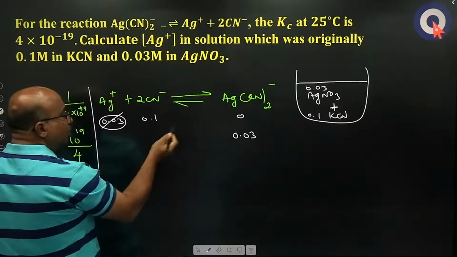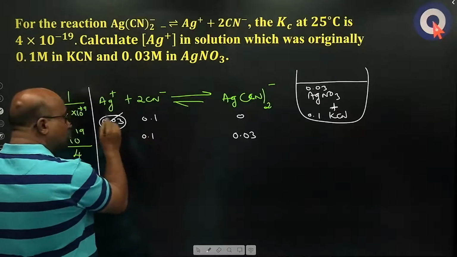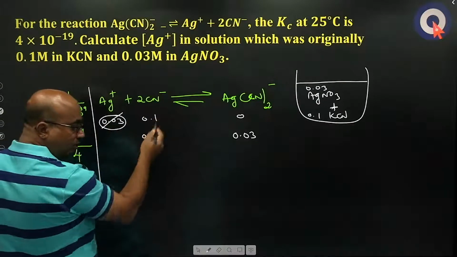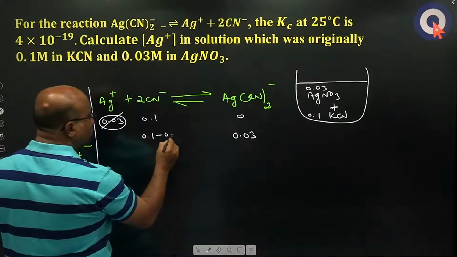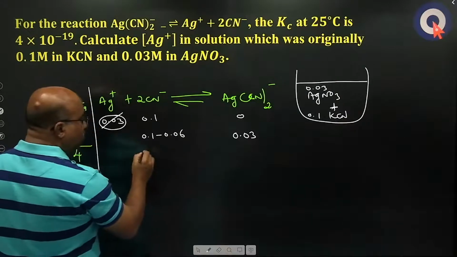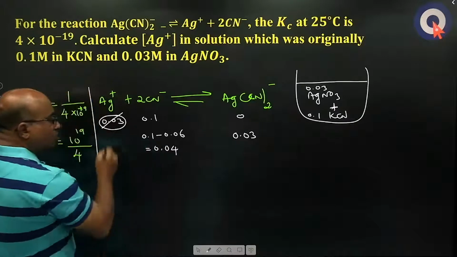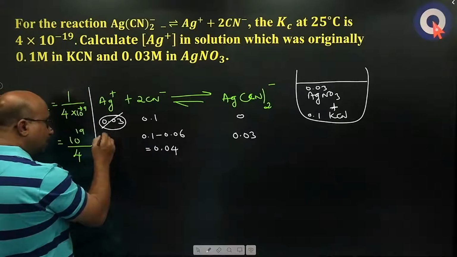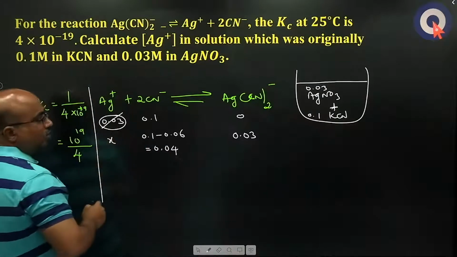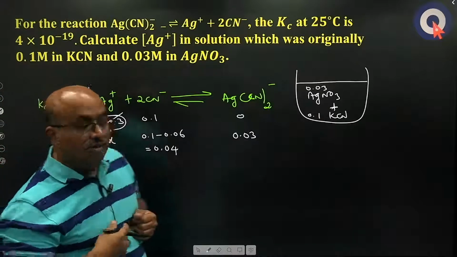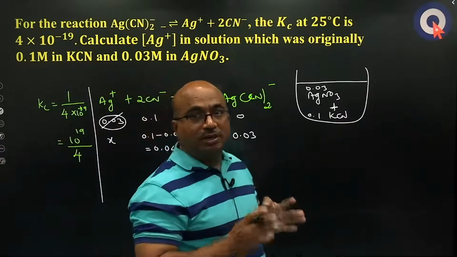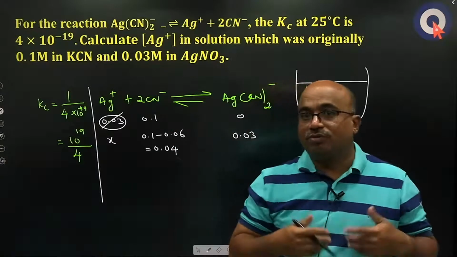So how much of that is going? This is 0.1. For this 0.03, 2 times of that has to be consumed. That is 0.06 consumed. So how much CN minus will be there? That is 0.04. So some Ag plus will be left. You can write it as Ag plus or you can write an X. So what we need to determine now is the Ag plus concentration at equilibrium when this complex formation was there.